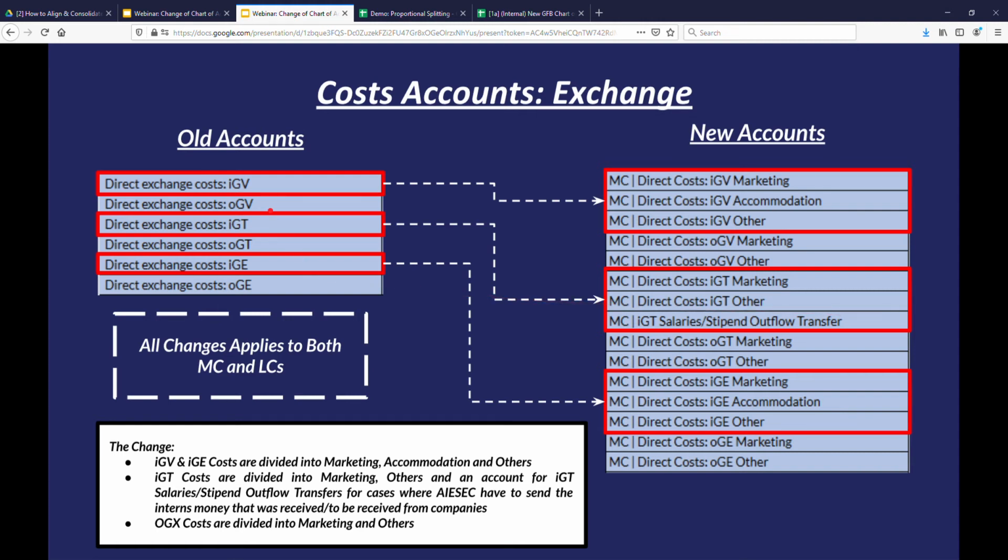Meanwhile, OGX is pretty much just split into two, which is marketing and others. You notice that we split the marketing part per product. This is important because there are certain times when you're going to do a campaign, it's not particularly specific. So we just have to make it more specific on this one.